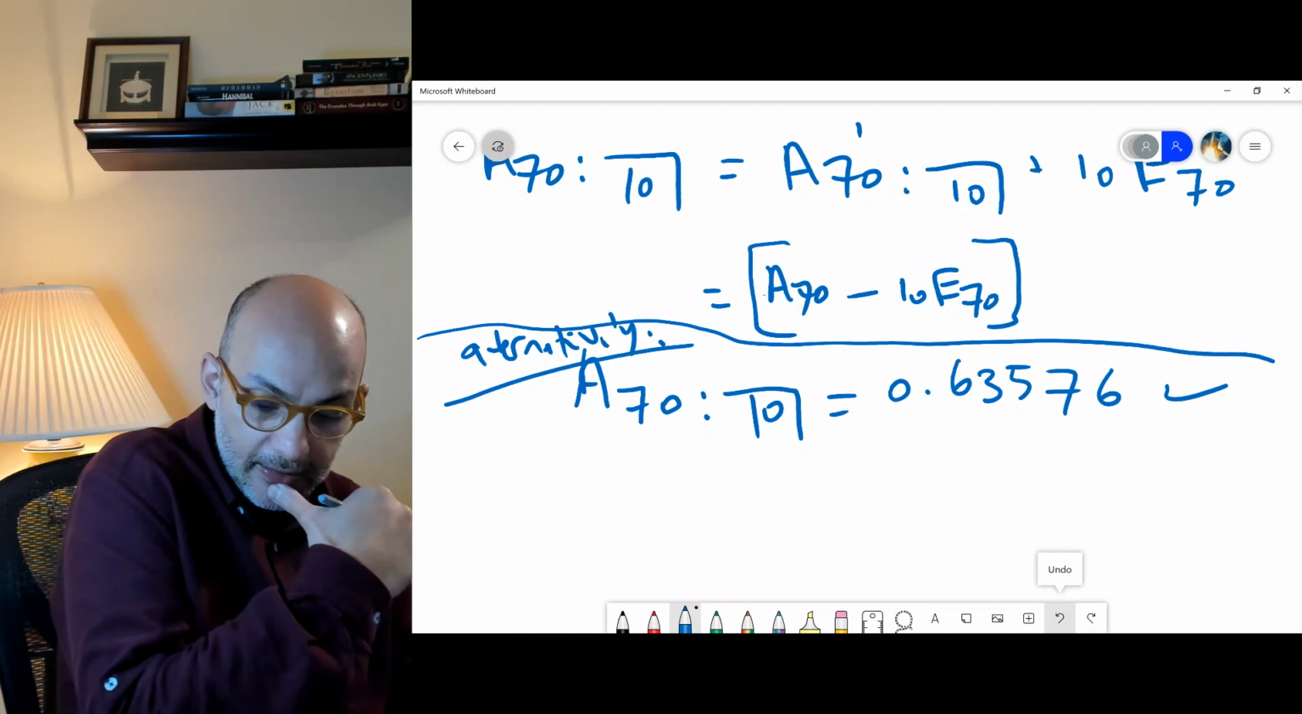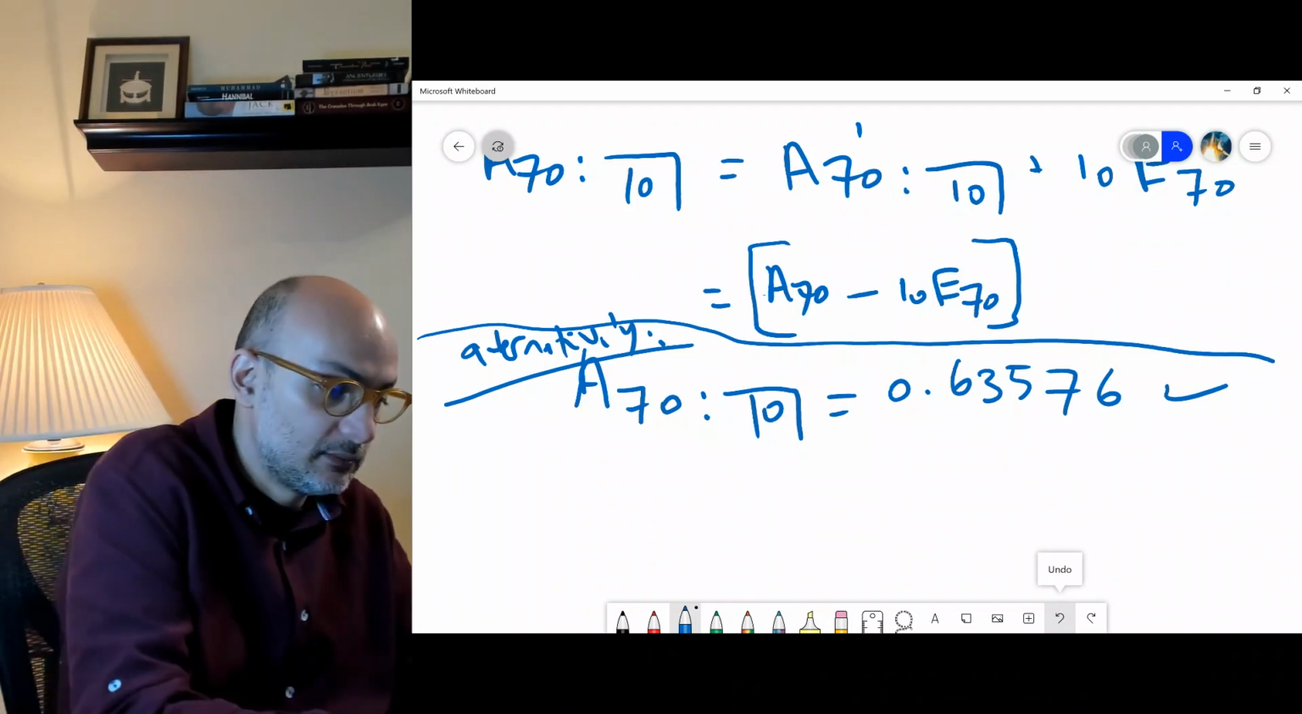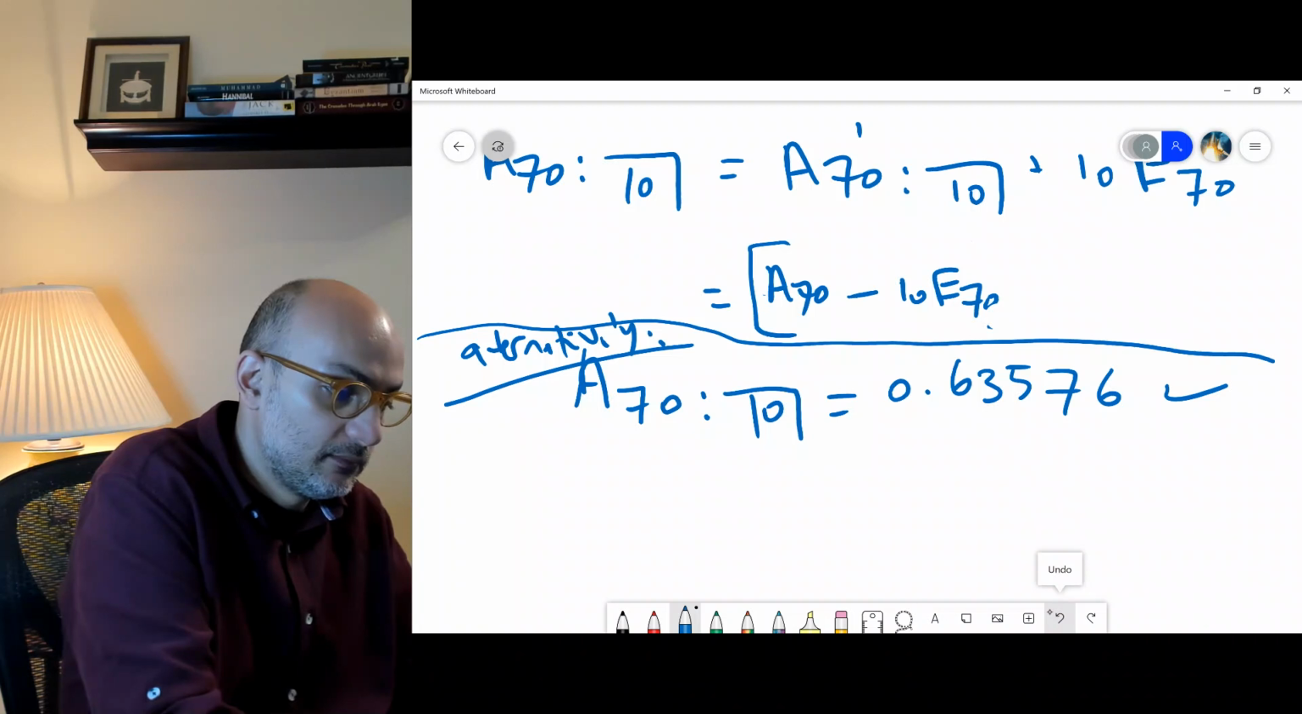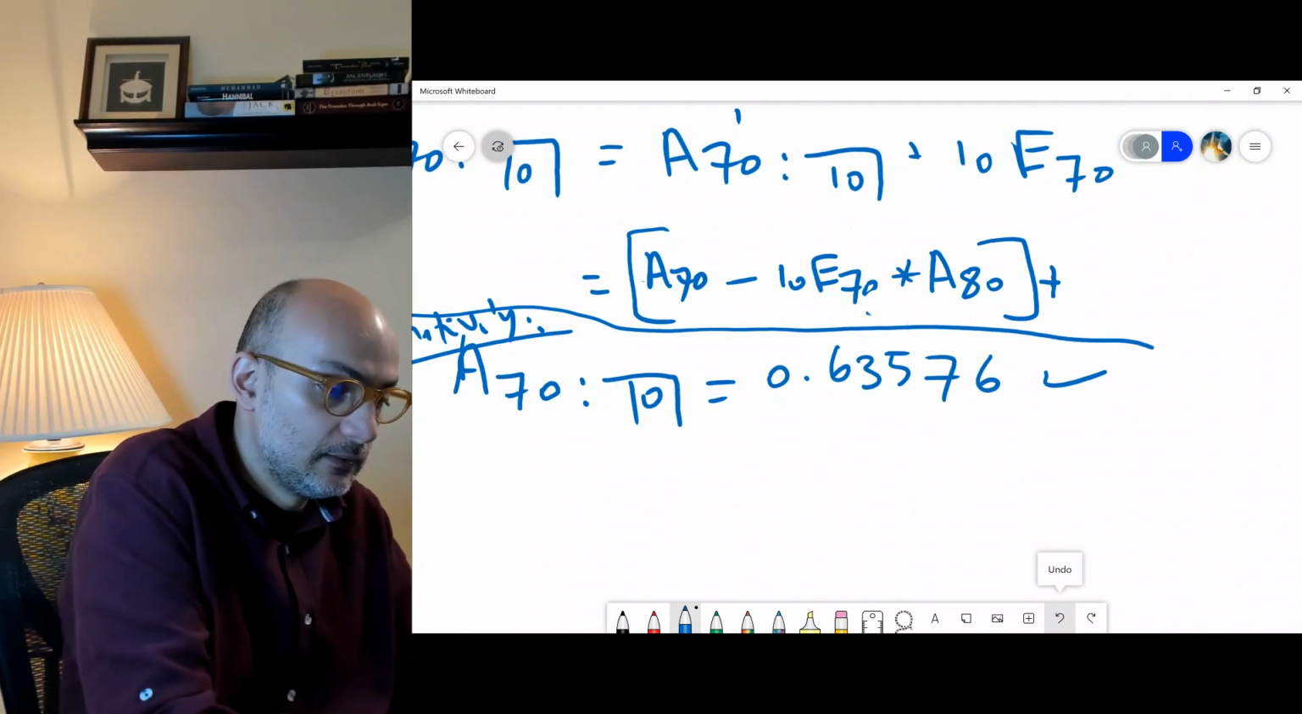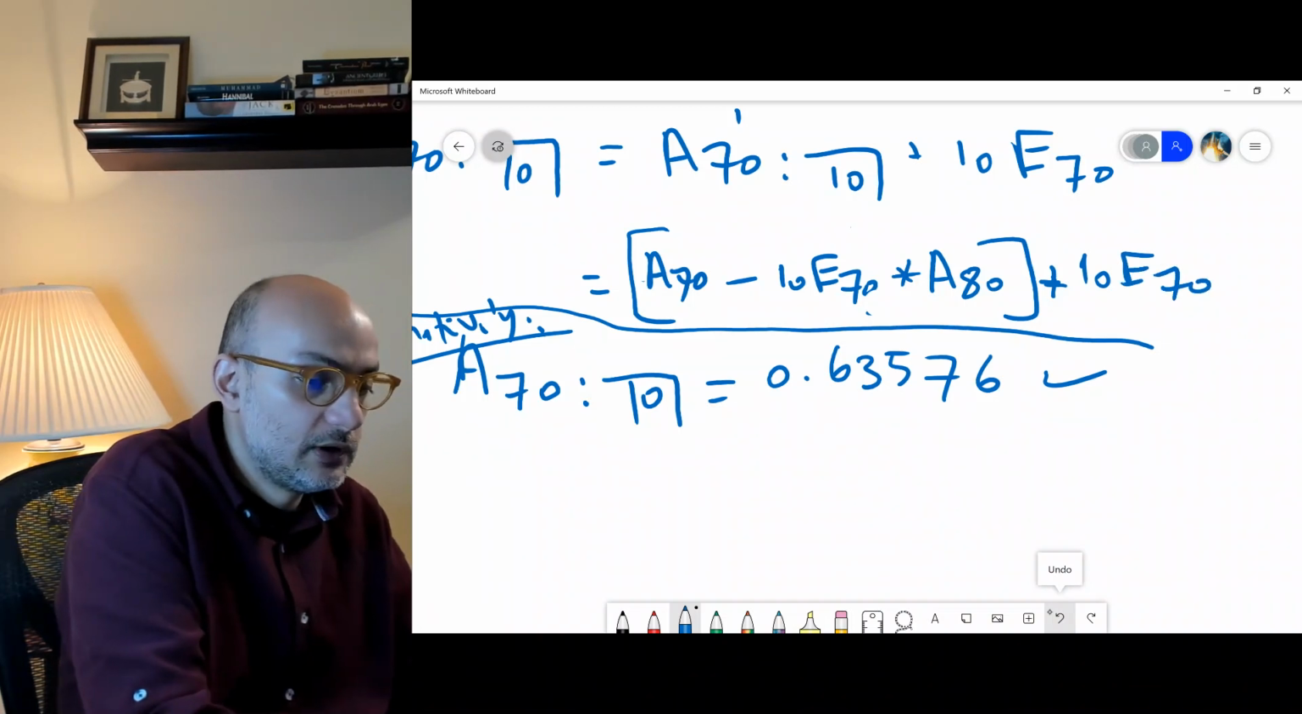Then you add to it, sorry, I made a mistake here. I meant to say multiplied by 880. Then you add to it this 10E70.